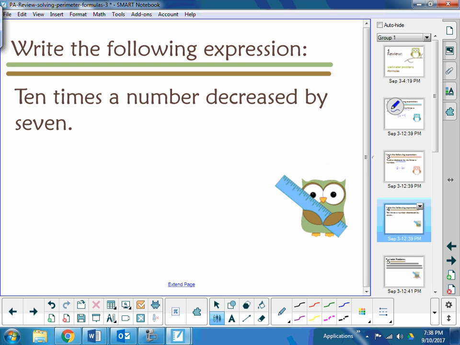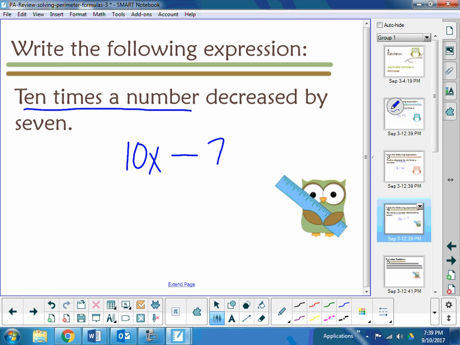Here's the next one. 10 times the number decreased by 7. So you do that one. 10 times the number decreased by 7. So we have 10 times the number. So 10 times, that's 10 in multiplication, a number, x. So 10 times the number decreased by, so here's where we're subtracting, 7. So 10x minus 7.